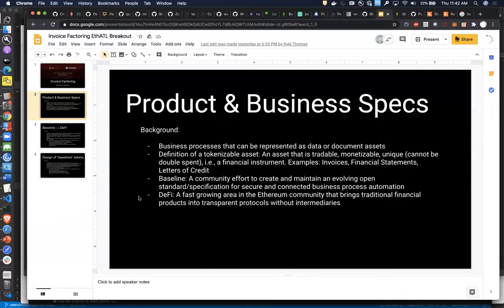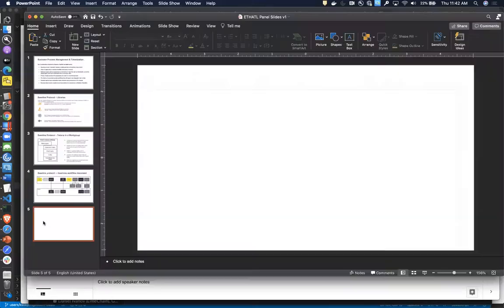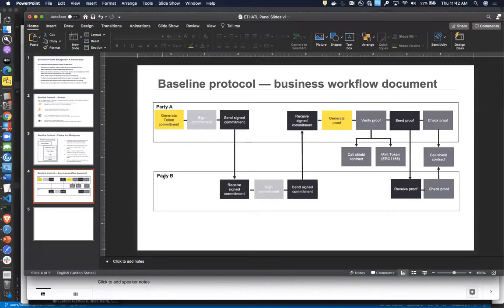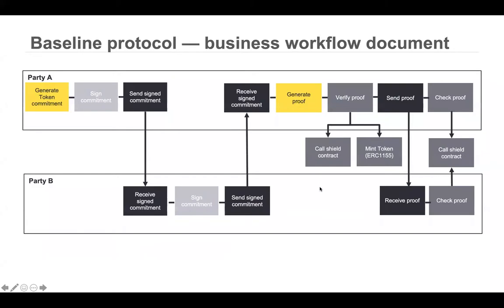I haven't seen, when do you create the token though? The 1155, is that created when you actually mint the token at the very end? Yep, that's right. What of those boxes is on-chain? Anything related, everything that is in between party A and party B is essentially representing the chain.